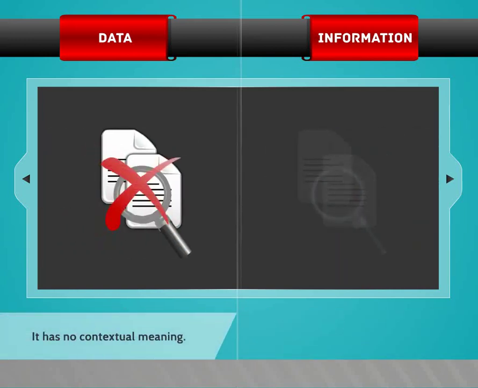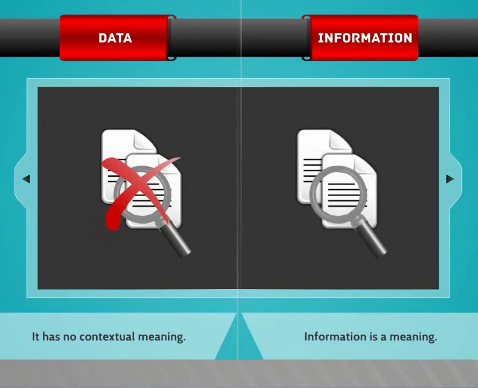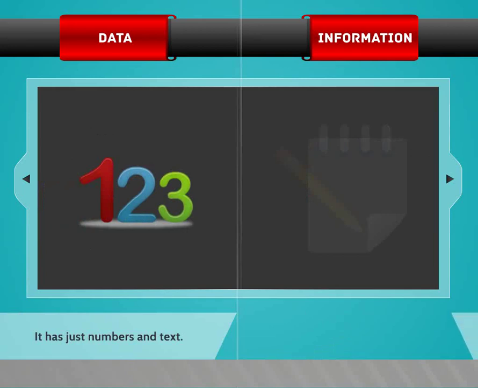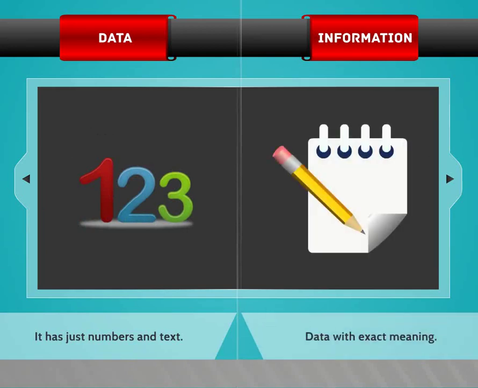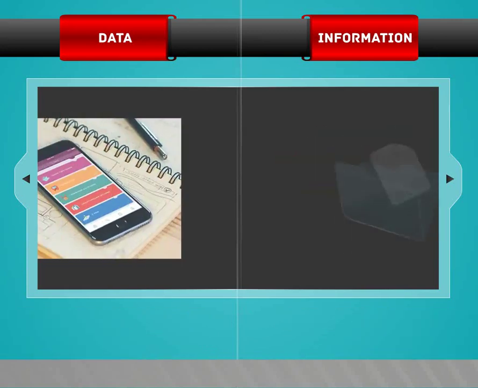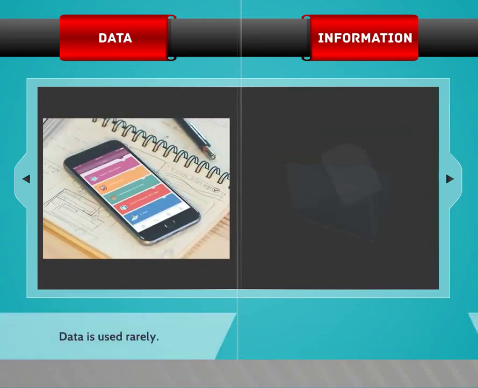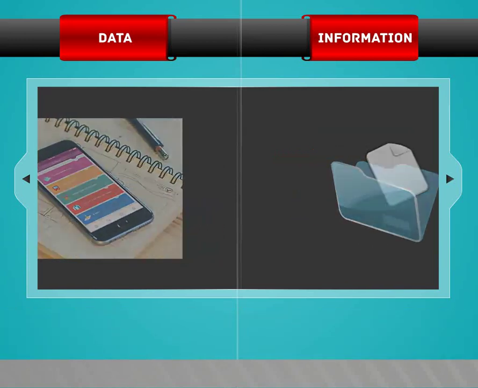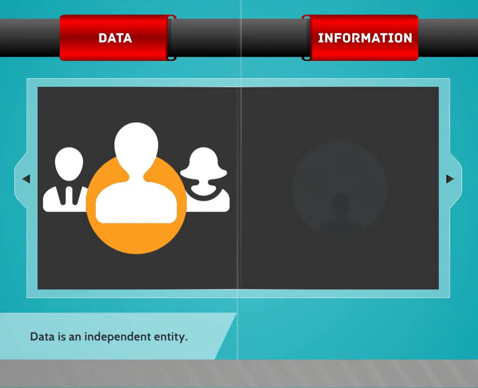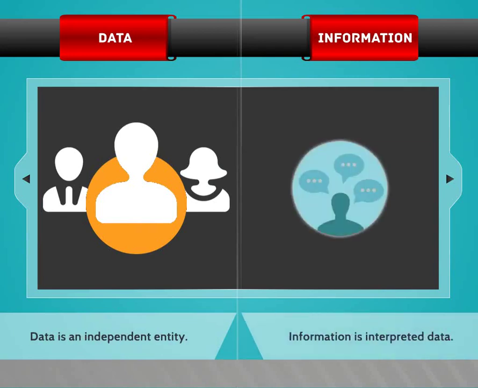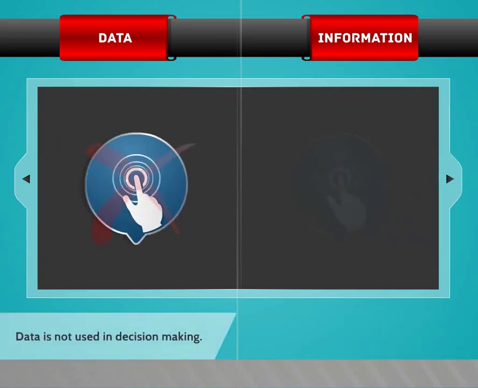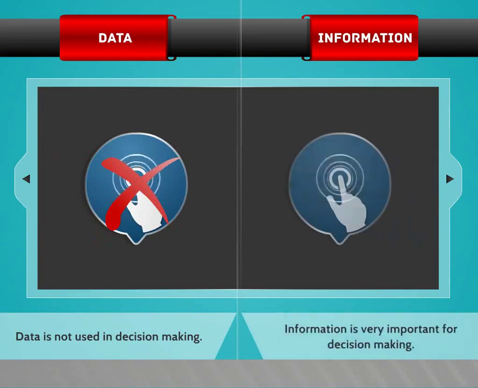Data has no contextual meaning. Information is meaningful. Data has just numbers and text. Information is data with exact meaning. Data is used rarely. Information is processed data in an organized context. Data is an independent entity. Information is interpreted data. Data is not used in decision making. Information is very important for decision making.